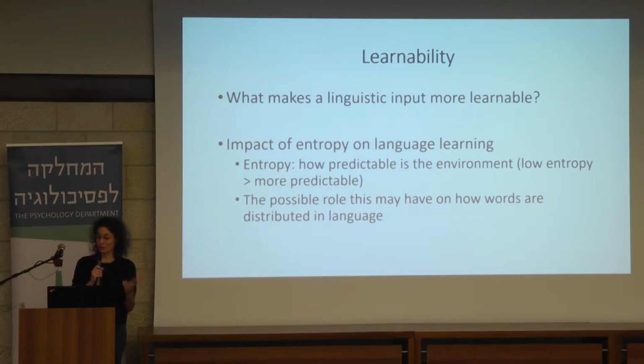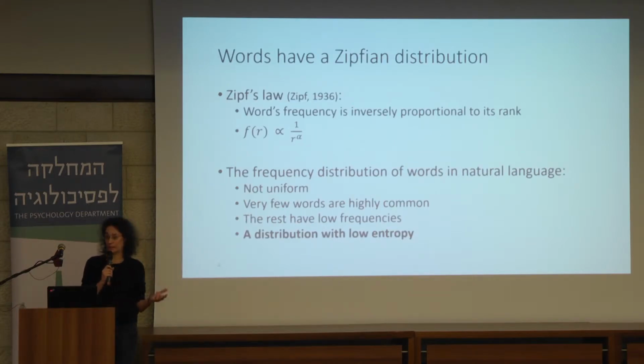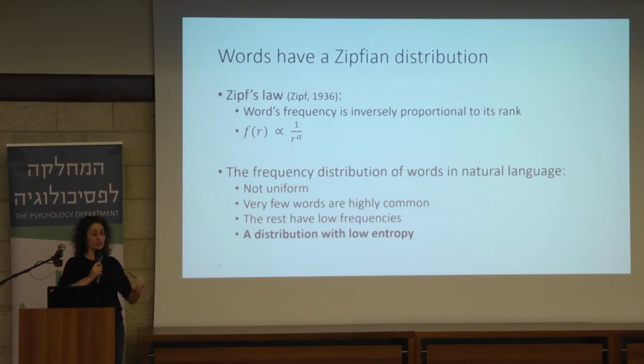Now, why is this interesting? Because words have a kind of odd distribution in language. Words follow a Zipfian distribution. This was first described in Zipf's law from 1936. He has an impossible name to pronounce, but I'm working on it. The basic intuition is that a word's frequency is inversely proportional to its rank.